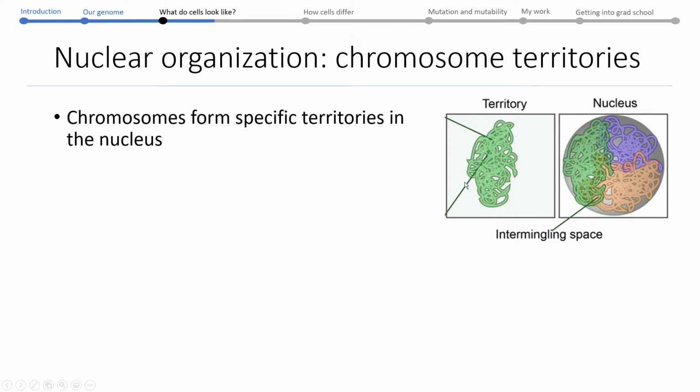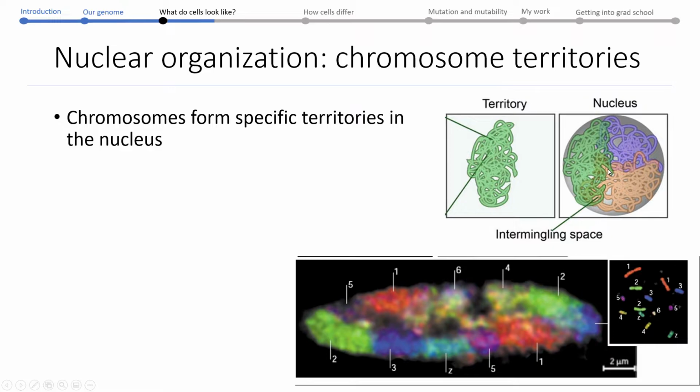Inside a cell nucleus, we can see that DNA is in a chromatin state. However, it occupies a very distinct area within the nucleus. This is called a chromosome territory. You can see that they are distinct from each other with small little intermingling spaces. This is visualized here experimentally as each chromosome is fluorescing with its own particular color. So you can see that they are in fact distinct from each other.